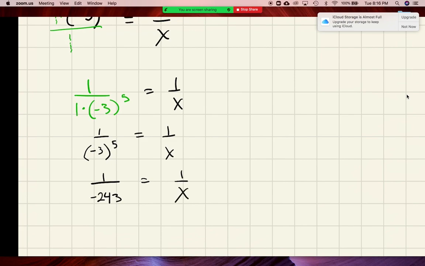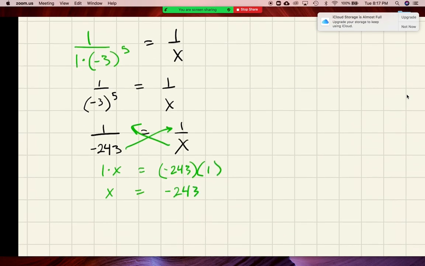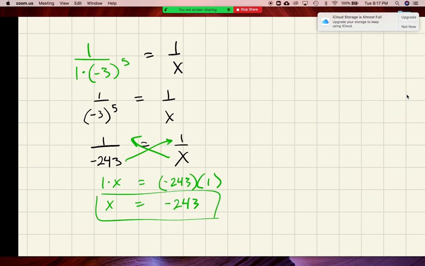So now we're at this step. So we're not done yet. The way that we looked at this before was when you have a fraction equals a fraction, you can cross multiply by doing this. So 1 times x, that's the same thing as just x. And then -243 times 1, that's just -243. So that's the answer.